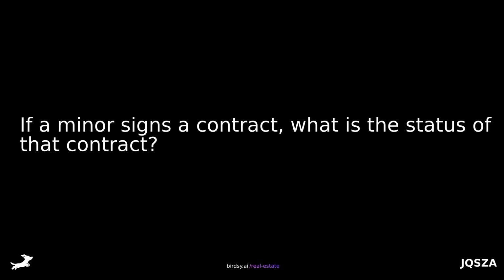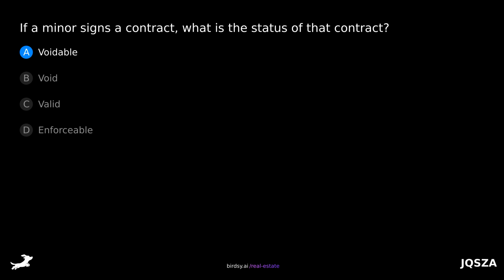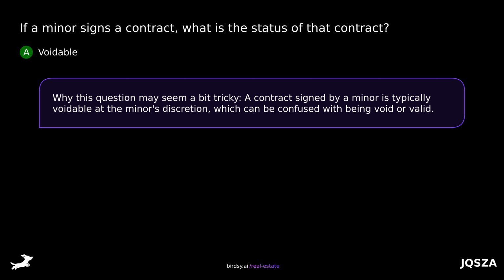If a minor signs a contract, what is the status of that contract? Is it A, voidable, B, void, C, valid, or D, enforceable? The answer is A, voidable. Why this question may seem a bit tricky. A contract signed by a minor is typically voidable at the minor's discretion, which can be confused with being void or valid.